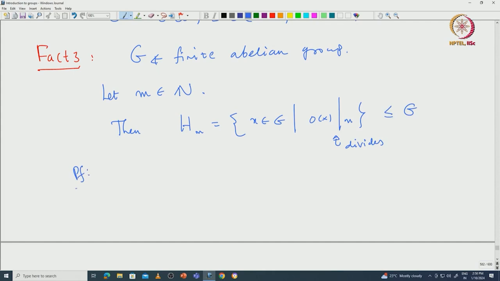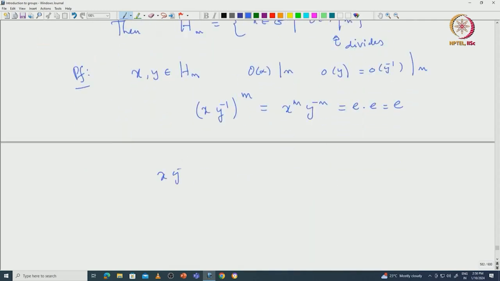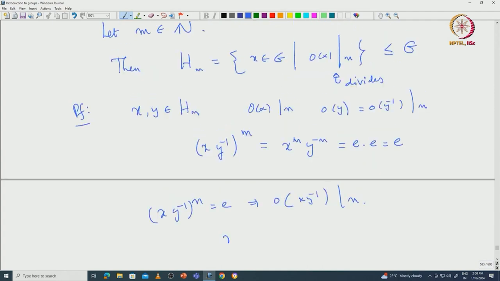So what is the proof? The proof is very simple. You start with x and y in H_M. You can see that the order of x divides M and the order of y, which is the same as the order of y inverse, divides M. Now you want to calculate what happens to xy inverse. You raise it to the power M, and since x and y are both in an abelian group, x to the power M and y to the power minus M are going to be identity. So that implies that xy inverse to the power M is identity, which implies the order of xy inverse also divides M. So that proves xy inverse is inside H_M, and H_M is a subgroup of G.